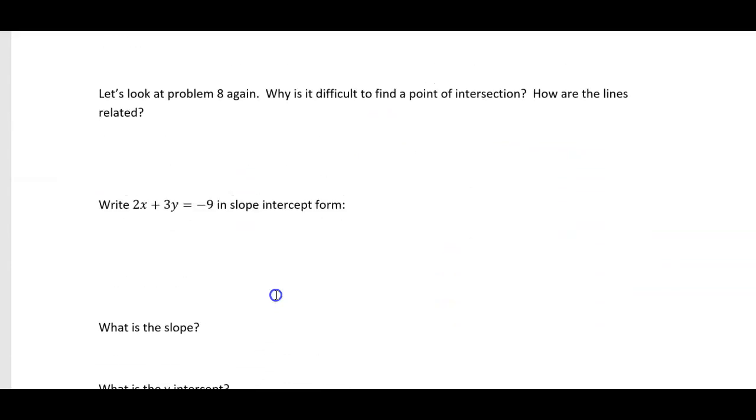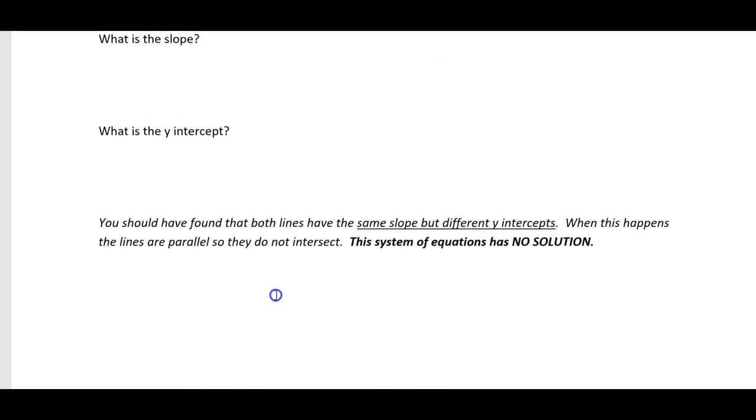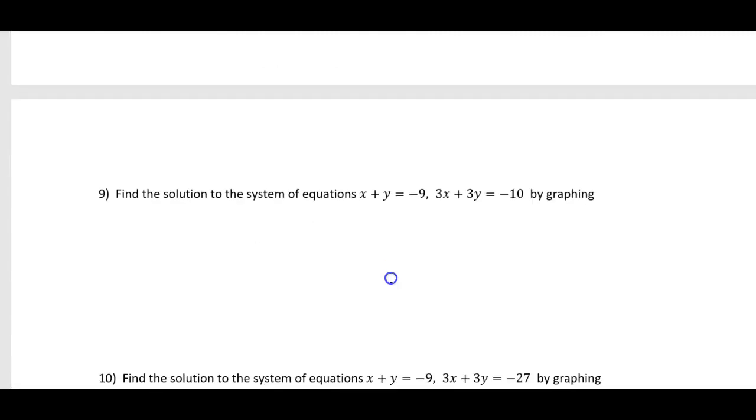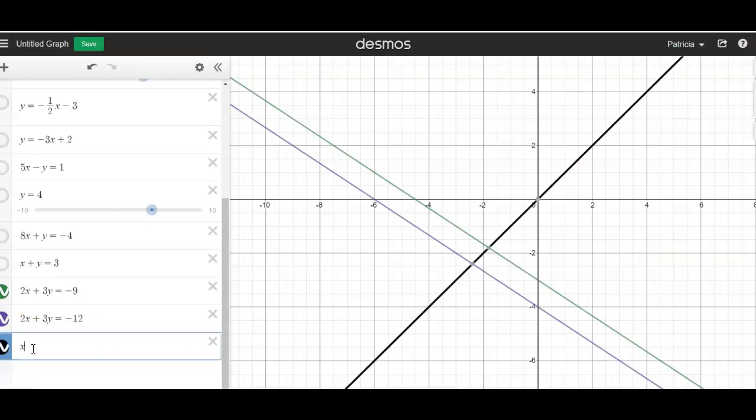And here I already did this. I wrote these both in slope-intercept form. The slopes are the same, the intercepts are different, so they're parallel. Same slopes, but different y-intercepts will have no solution. That is key to know. These are the trick questions, the ones that aren't common. Like I didn't get numbers. What happened? Now, here is another: x plus y equals negative 9 and 3x plus 3y equals negative 10. Let's take a look at that. I do not actually have these set up in Desmos, but I'll do that quickly. And you can see my other lines are still here.